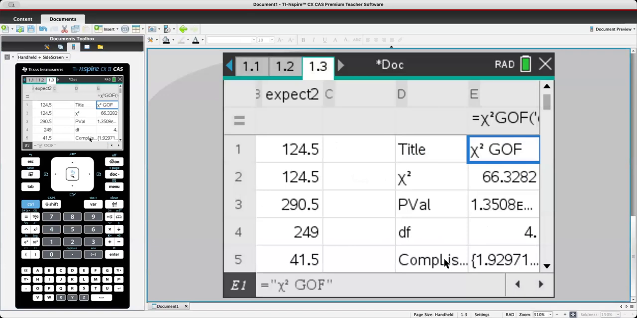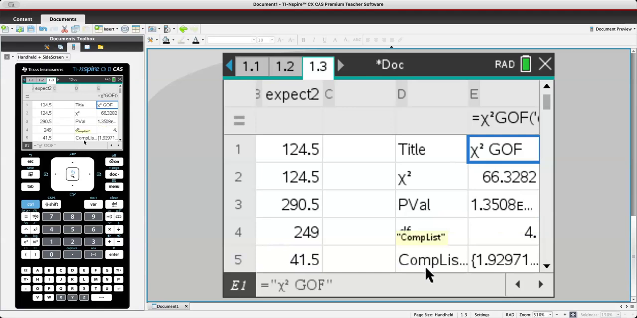All right, so look, a couple of things. Right here, I got my chi-squared test statistic, which is 66.3282, right? Which is what we calculated there when we added all of those up. But careful right here, because look at my p-value. What is my p-value? It can't be 1.35, right? Because that's not a probability. It is 1.35 times 10 to the negative 13. Okay, which is essentially 0.